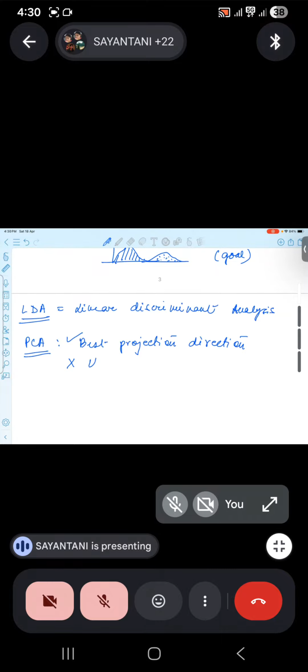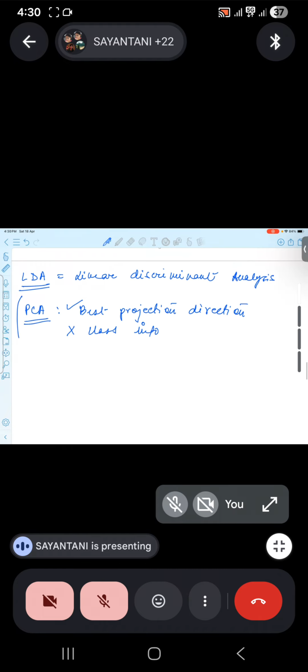What was not present is that we did not have any class information, because PCA has nothing to do with classification. It is basically a feature selection process. So we had the concept of best projection direction, but nothing to do with the class information. So we are just going to extend this concept. In LDA, we are going to have the concept of best projection as well as the class information, so that two classes or more than two classes can be easily discriminated, right?